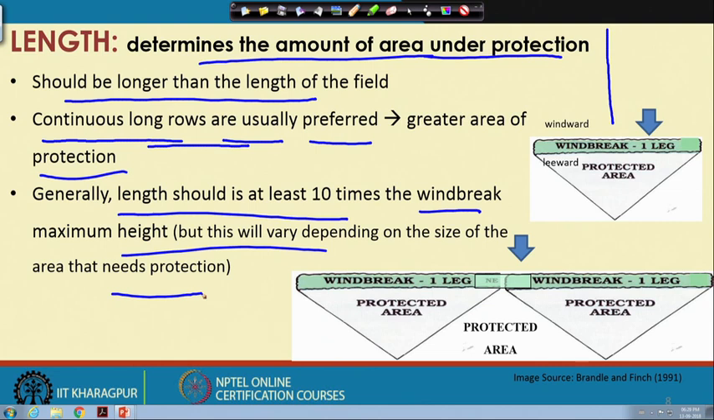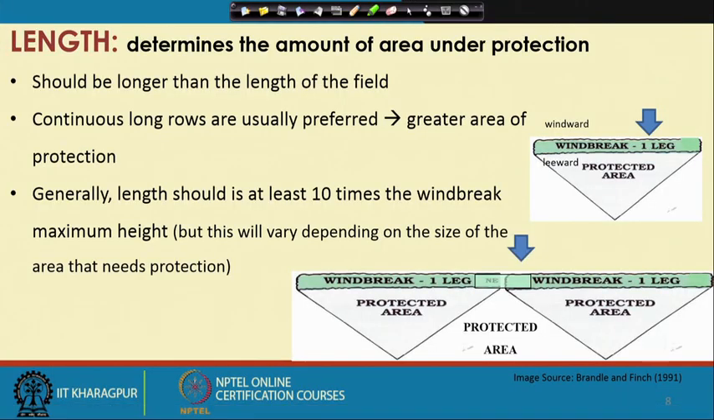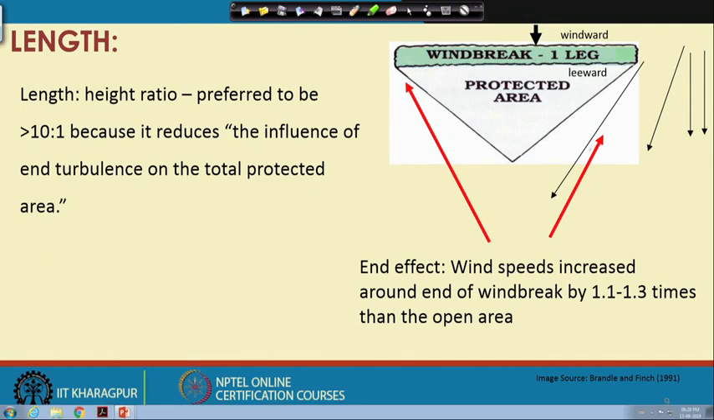In case the length is not enough, you can increase the length so that the area of protection can be increased. As I said earlier, the length to height ratio of the windbreak should be 10:1, because by maintaining this ratio, you can reduce the influence of end turbulence on the total protected area.